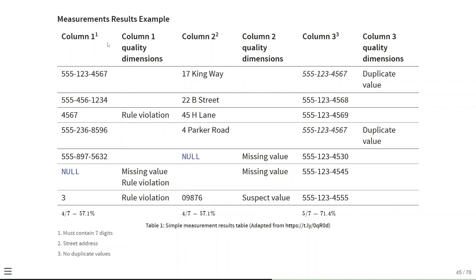So the first leftmost column, column 1, contains phone numbers, and it has a rule that says it must contain 7 digits. We see some violations of this rule on the third row, the sixth row, and the last row. So we have 3 rule violations in the first column. So 4 out of 7 are correct, and a quality level of 57.1%. The same goes for column 2 with street addresses, while column 3 has 5 correct values and 2 rows with values that are duplicates, which is against the rules for this column, and so it has a data quality level of 71.4%.